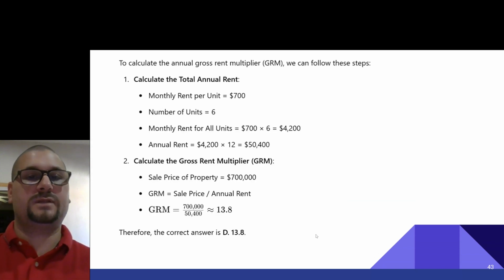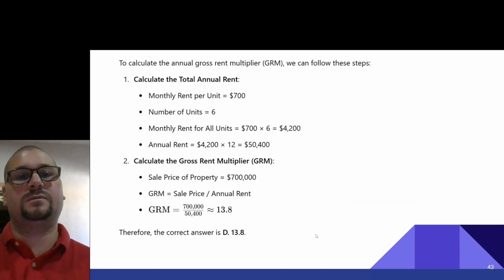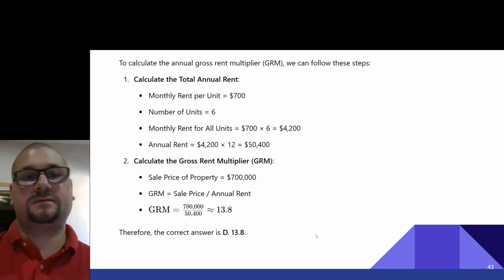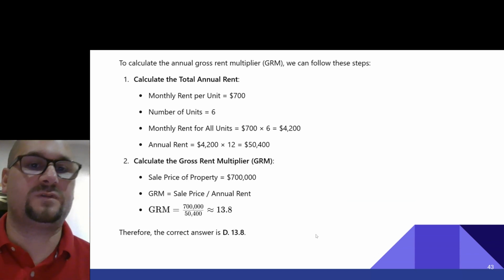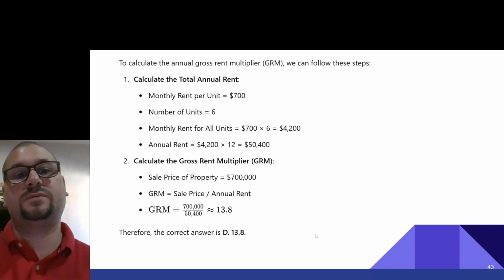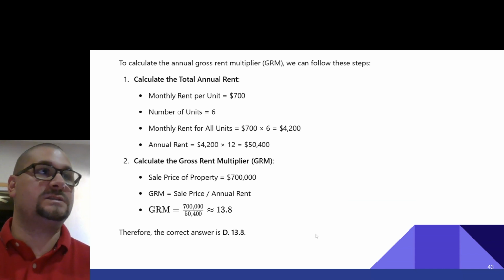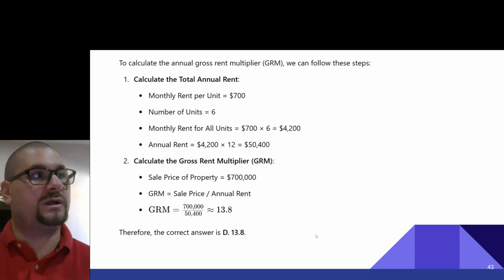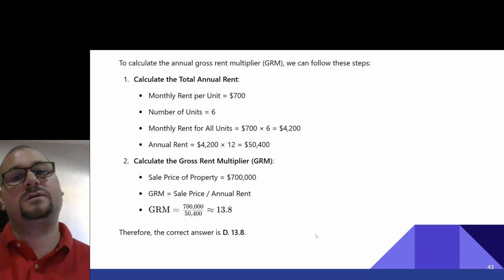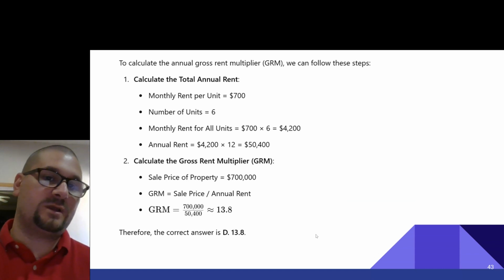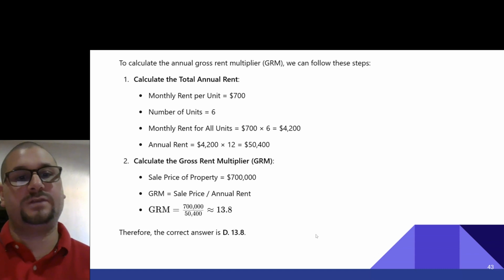So here you want to calculate the total annual rent. The monthly rent is $700. There's 6 units. $700 times 6 is $4,200. That's the monthly rent. So to get it into annual, what do you do? Multiply it by 12. So 4,200 times 12 is $50,000. That's per year. It's annual.